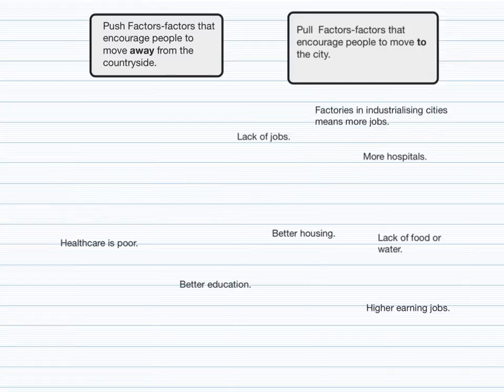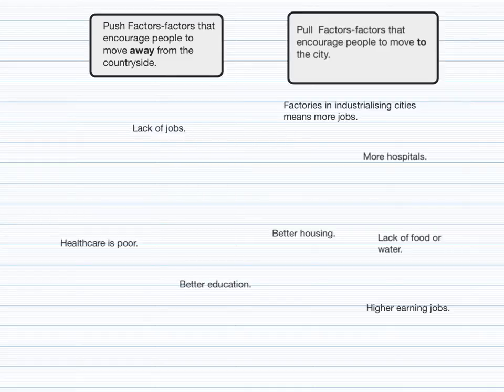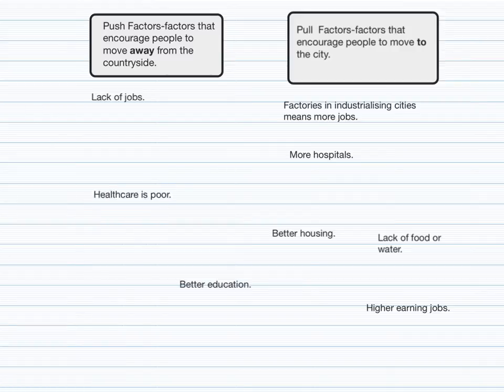Alright, so factories in an industrialising city means there's more jobs in the city, and therefore that would be an attraction of why they would want to move to the city. The fact that there is a lack of jobs, because farming is closing down and that kind of thing, would mean it was a push factor. It's a reason why they're moving away from the countryside. In cities, there are more hospitals, so you're more likely to survive and you're going to have better healthcare, but the healthcare in the countryside is quite poor, so that's a reason why they want to move away from it.